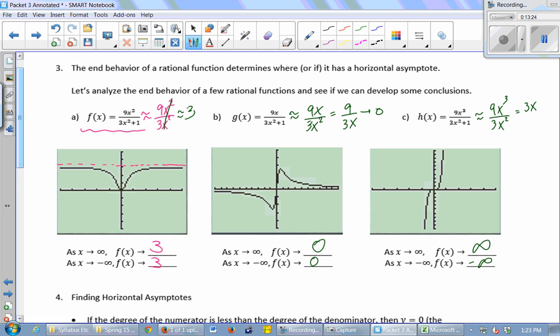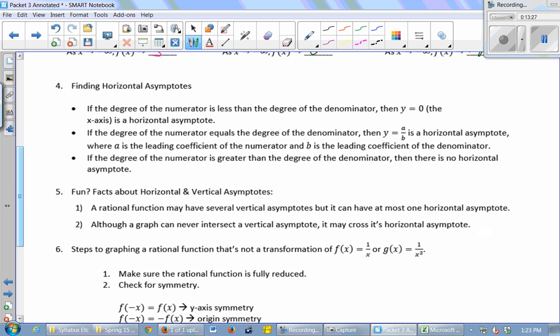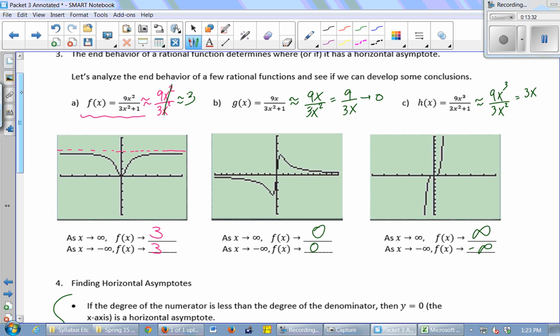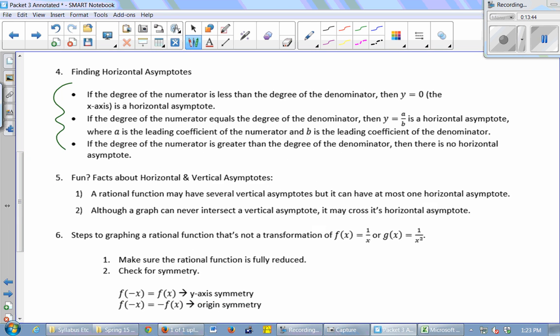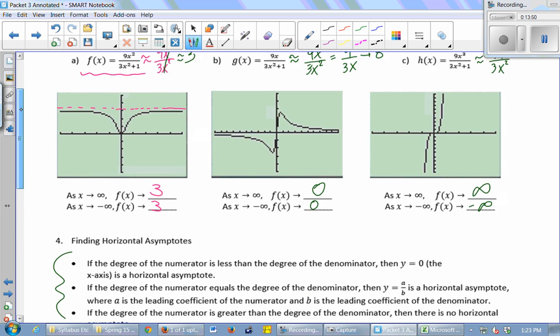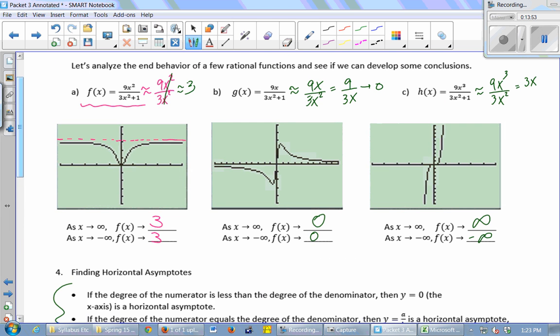So finding horizontal asymptotes. Here's your conclusion. We just found horizontal asymptotes without knowing these rules. So these rules are very handy, but you can always just sort of think about what happens as x gets really big. Okay. If the degree of the numerator is less than the degree of the denominator, then y equals 0 is a horizontal asymptote. That's this middle case, right? The degree of the numerator was 1, the degree of the denominator was 2. The degree of the numerator is smaller than the degree of the denominator, so my end behavior is just the x-axis, y equals 0.